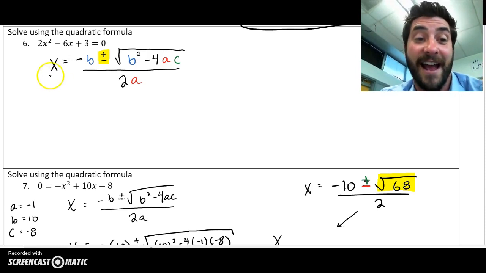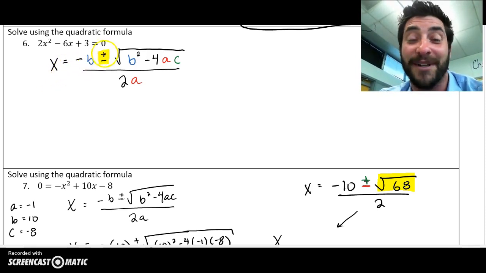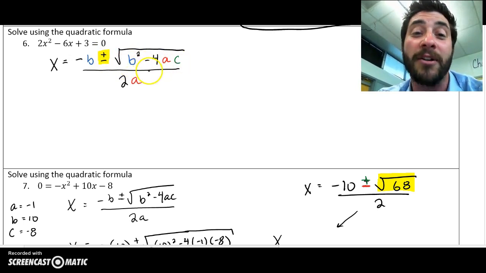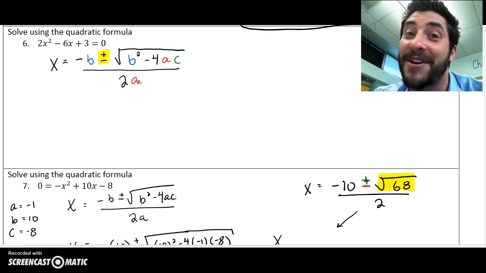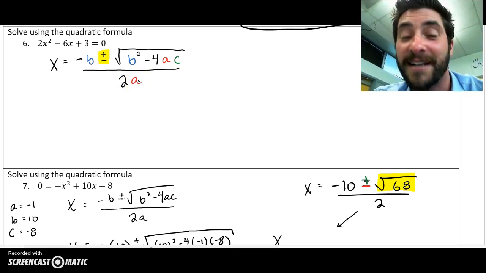So it's x equals negative b plus or minus the square root of b squared minus 4ac all over 2a. So there you go. You can have nightmares about that later on.